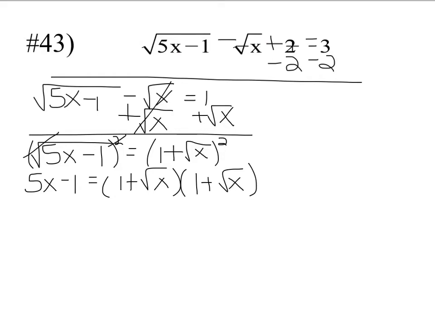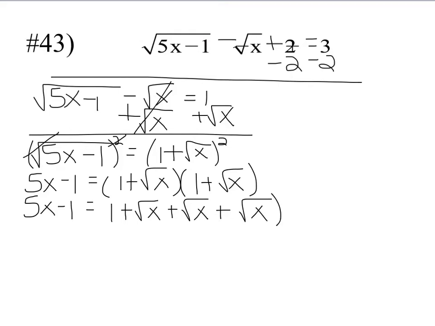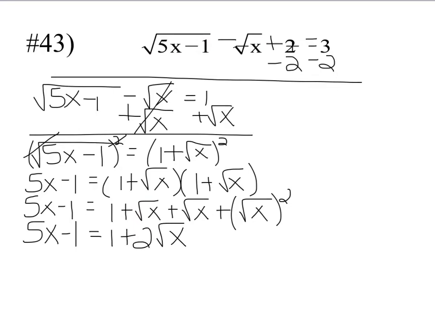So I'm going to go ahead and FOIL or double distribute the right side, which is going to give me 1 plus the square root of x plus the square root of x plus the square root of x squared. Let's clean it up a little bit. You have 5x minus 1 is equal to 1. Both of these square roots of x are like terms, so I can add them together, plus 2 square root of x, plus this square root and this square cancel, leaving me just plus x.